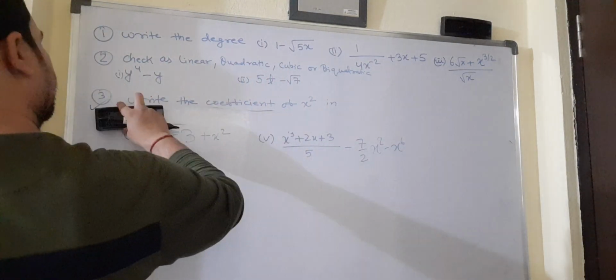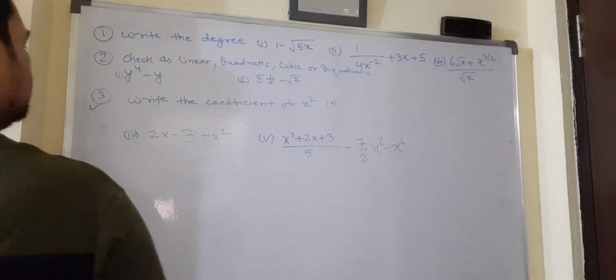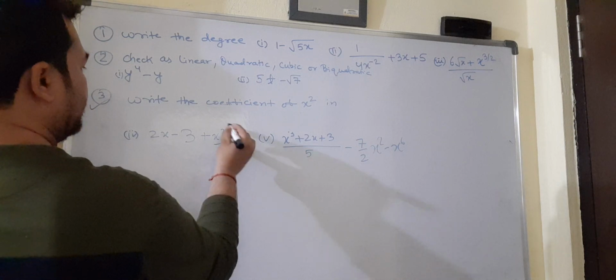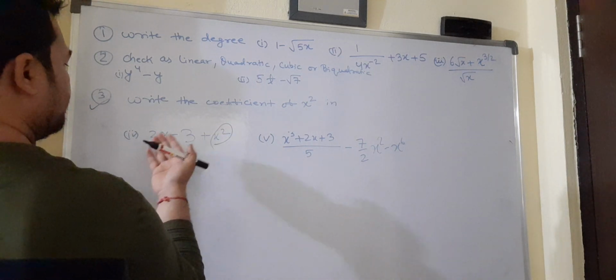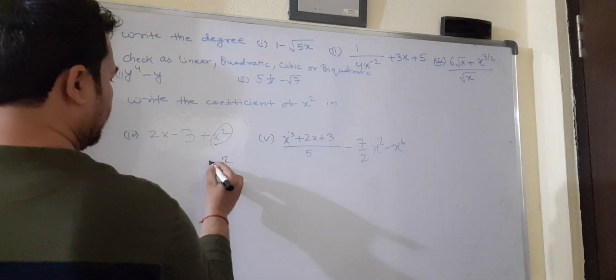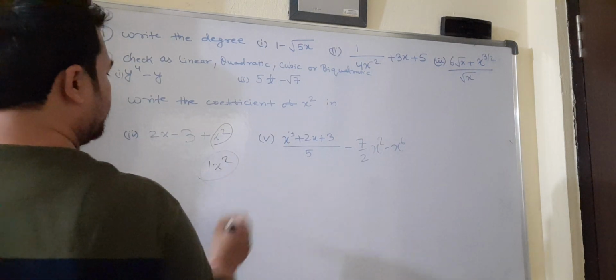So this is done. Coefficient of x square, it is quite obvious. x square is having coefficient of 1 in 2x minus 3 plus x square. So x square is what? x square is 1x square. So the coefficient is 1.